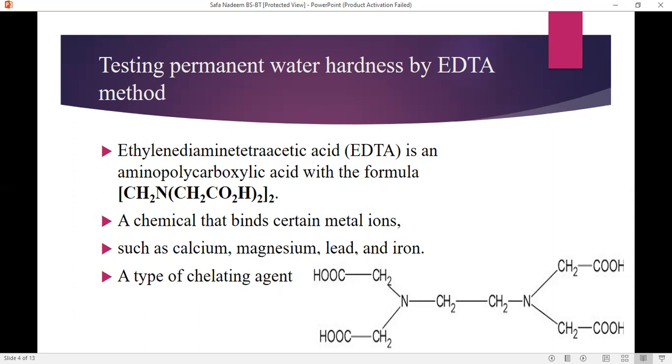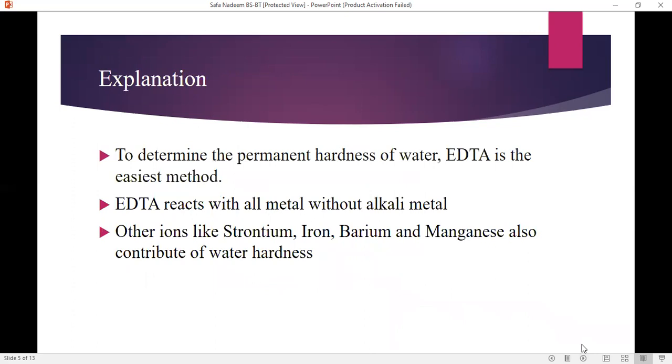This is a type of chelating agent. A chelating agent is basically a chemical compound that binds tightly to metal ions. So, if we want to determine the permanent hardness in water, EDTA is the easiest way. It can react with all the metals except alkali metals. Ions like strontium, iron, barium, and manganese are also present in hard water.